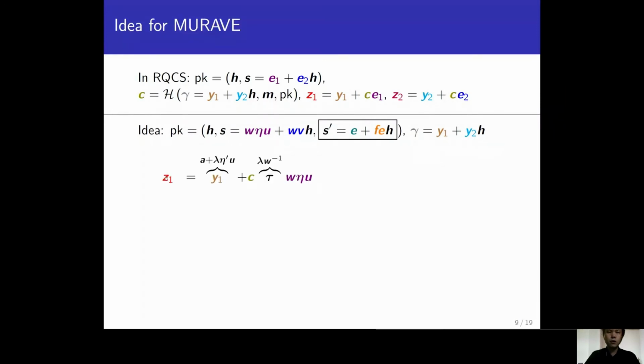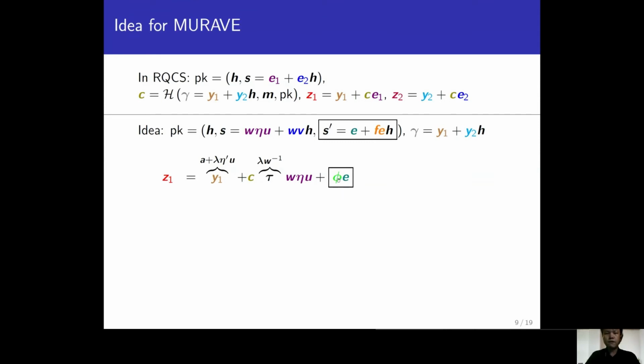Similarly, we have Z1 equals Y1 plus C, the purple color one. This is the secret for the first component. If we just compute C and W eta U together, in fact this will leak the information about the secret from here. So what we are going to do is include this polynomial tau. This polynomial tau will hide the structure of the secret W. And then we will include another term, the secret here over E, and another term phi.